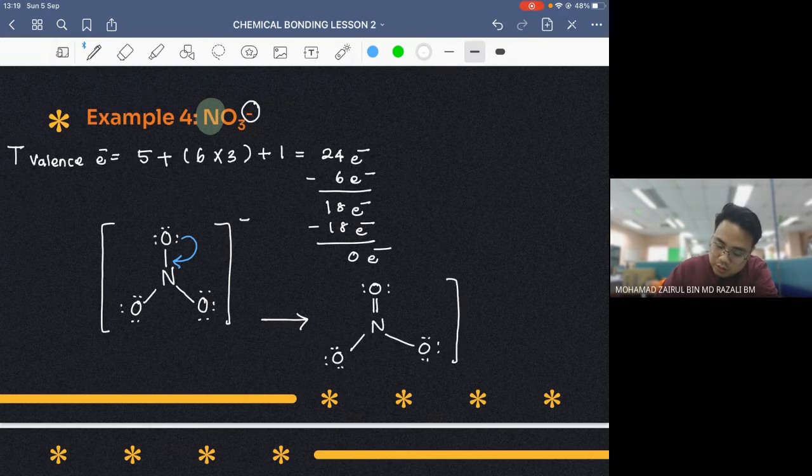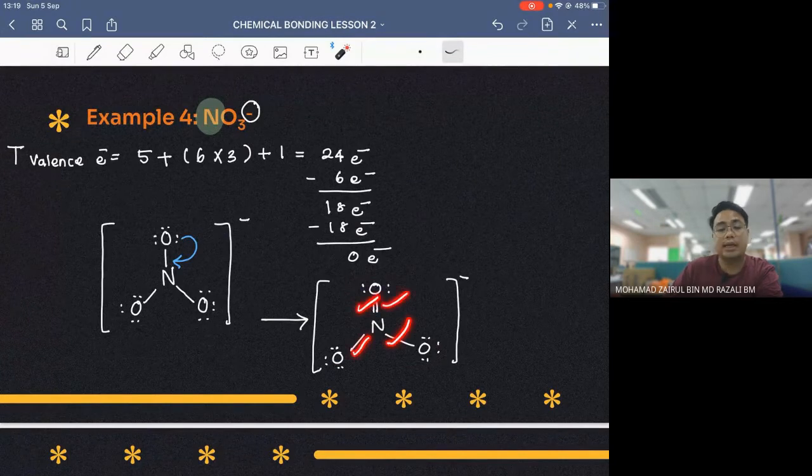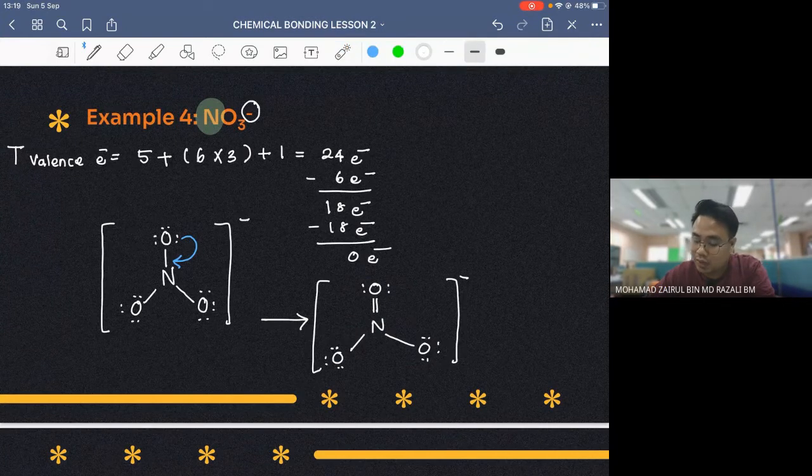Okay, so we check again, is it octet yet? This oxygen has 2, 4, 6, 8 electrons, octet. Same goes with this oxygen and this oxygen. And this nitrogen has 2, 4, 6, 8 electrons. So this nitrogen has already achieved octet. So this is the correct Lewis structure for NO3 minus.